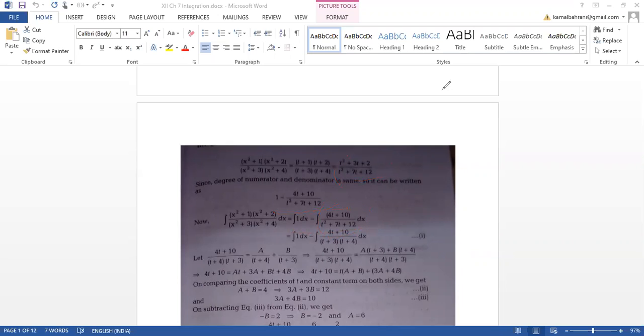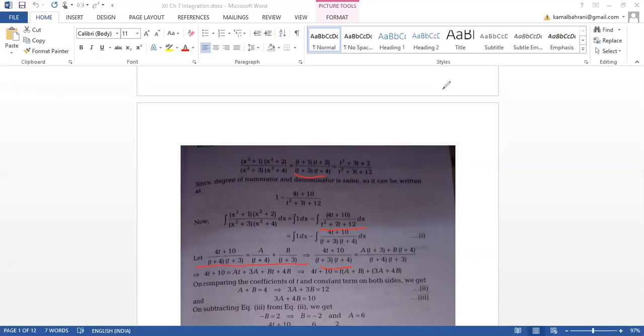Just see. Again, t square plus 7t plus 12 can be written in this form: (t plus 3)(t plus 4). Clear? So (4t plus 10) upon (t plus 3)... Now when you substitute t square plus 7t plus 12, are you getting the numerator? No, we are not getting the numerator. So what do we have to apply? We have to apply partial fractions.